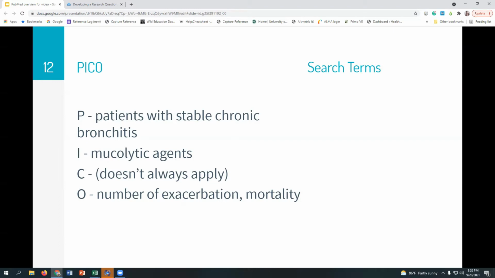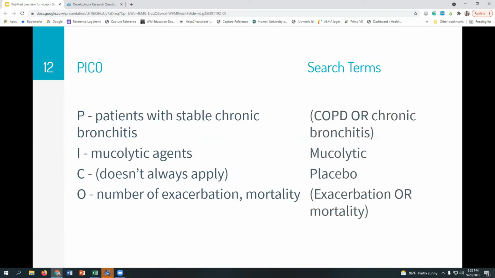And then the outcome, again, this isn't always stated, but it's kind of implied. Like what's the goal of treating a person with chronic bronchitis with mucolytic agents? So you're trying to reduce the number of exacerbations and, of course, mortality. So then what this looks like in search terms could be something like this. So COPD or chronic bronchitis would be one part to search. We might also search mucolytic or placebo, and then exacerbation or mortality.